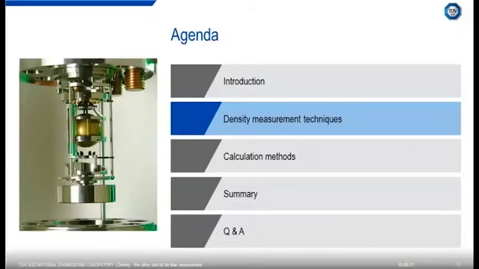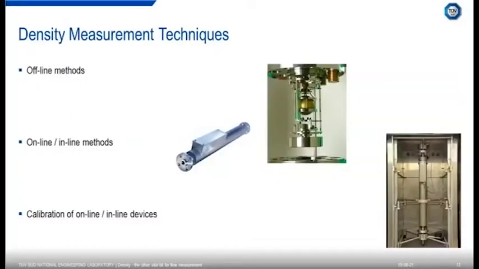So, that's fine. We now know what density is and some of the ways in which it's defined. Let's take some time now to have a look at how you would actually go about measuring density. And I'm going to split them into two categories, what I've called here offline methods and online or inline methods. I'm also going to touch on the issue of the calibration of the online or inline devices in particular because of their relevance in the oil and gas industry, but also in process sectors as well. So let's have a look at these in turn.